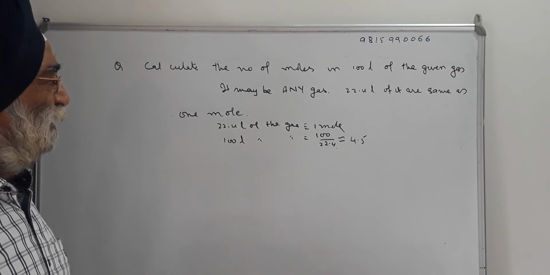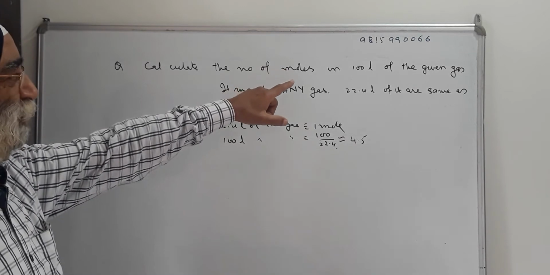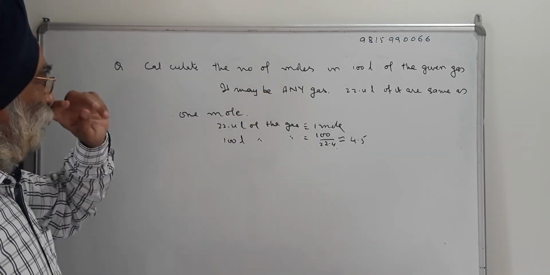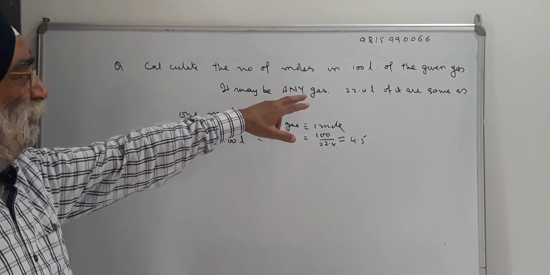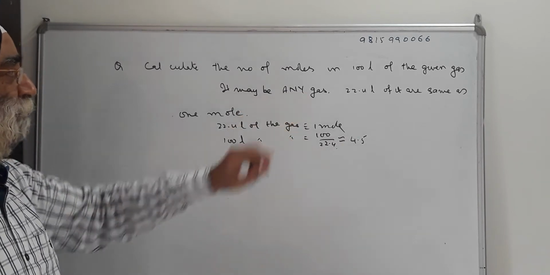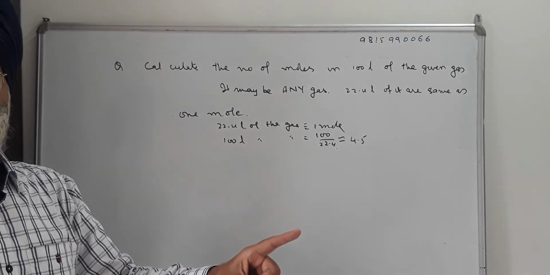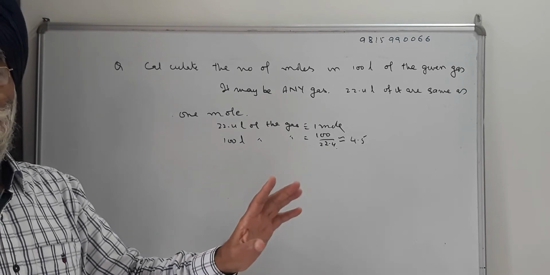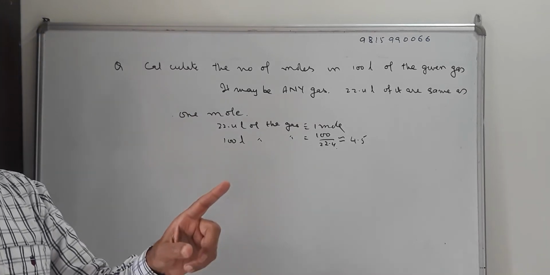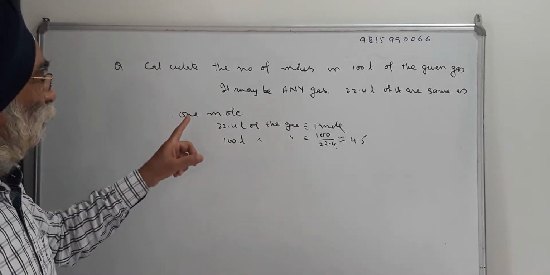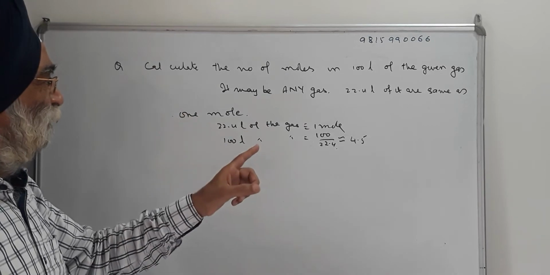Mole concept as applicable to gases, with a statement that 1 mole of any gas occupies a volume of 22.4 liters at STP or NTP. This volume of 22.4 liters at STP, never say 22.4 only. You have to say 22.4 liters at STP.